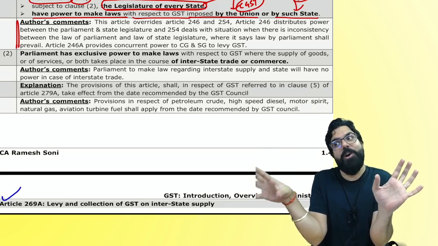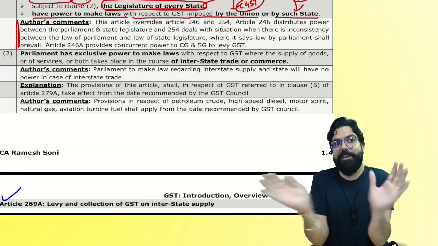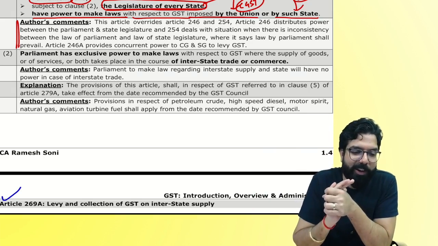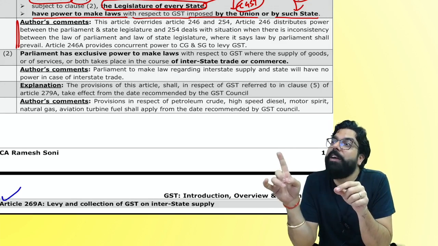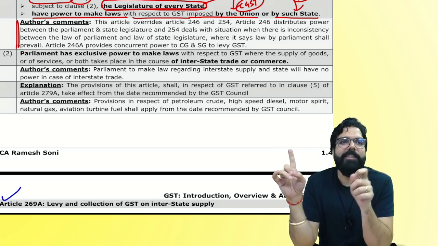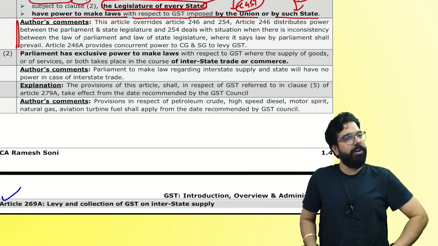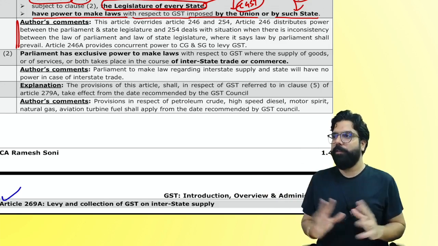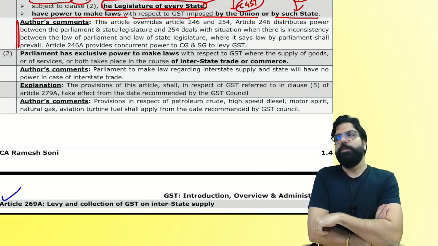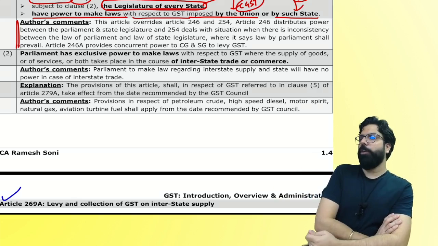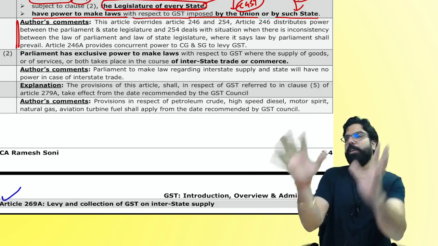Baba, central government is different. Parliament is different. Can you tell me what is the difference between central government and parliament? Central government is the government at the center. Central government will say, to run the country better, we want this act.